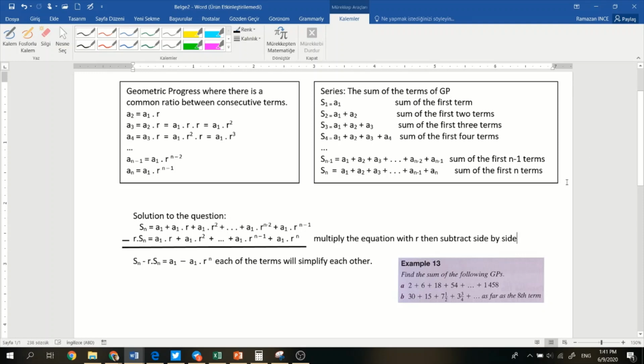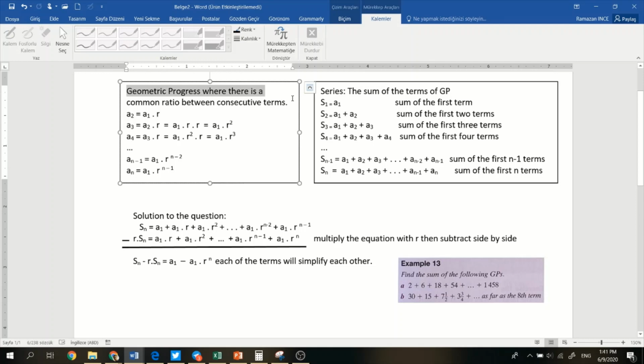Example 13. Find the sum of the following geometric progression. Option A, we are going to solve. But before solving it, let's remember what geometric progression means. Geometric progression is a number pattern where there's a common ratio between the consecutive terms.